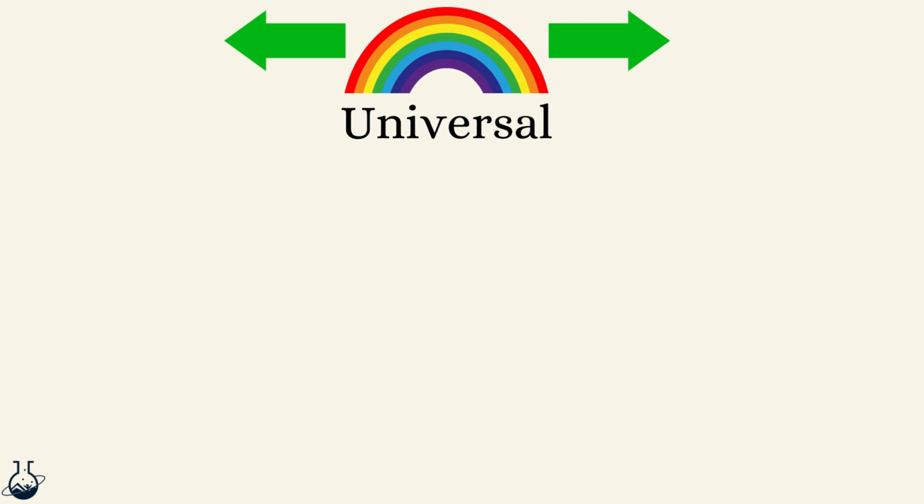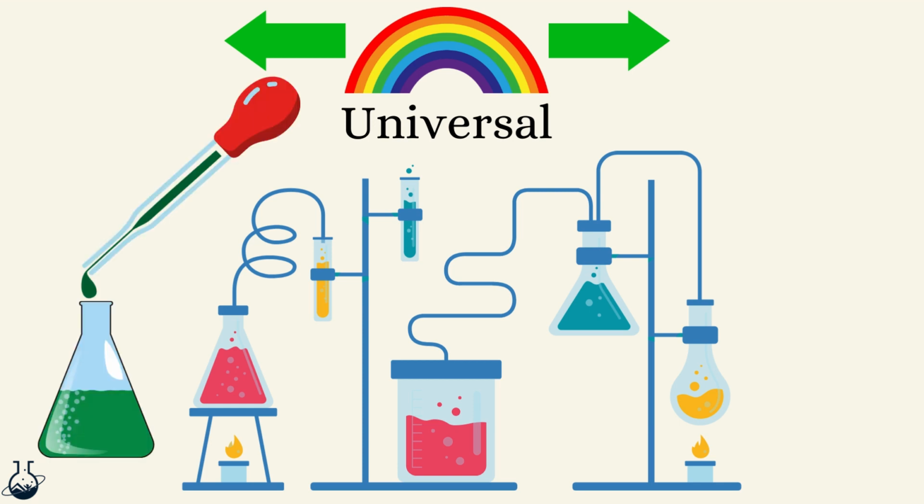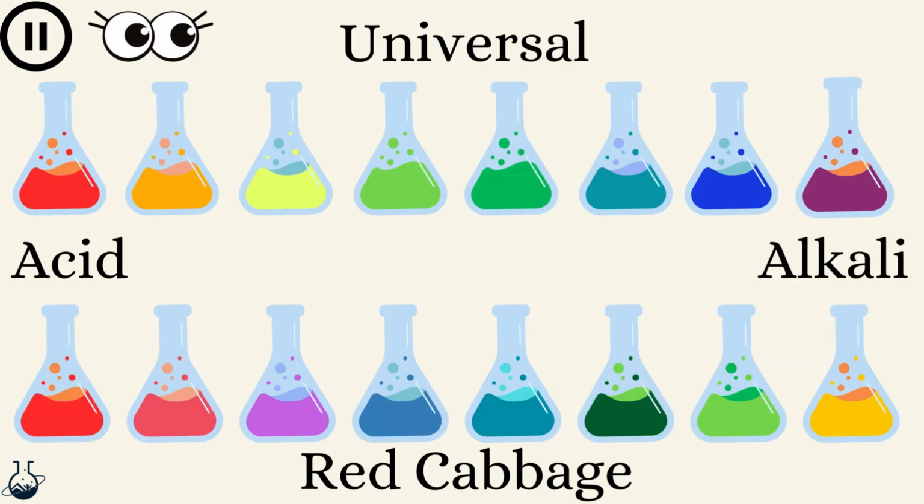This is where universal indicator comes in handy. It's widely used in many science labs to determine the properties of substances. It's usually found in a small bottle, is green in colour, and is extracted using a small pipette, and can produce a wide array of changing colours in smooth transitions, like a rainbow, like red cabbage, which also produces different colours as we saw. Pause the video here to spot any similarities or differences between the colours of acids and alkalis of universal indicator and red cabbage indicator.